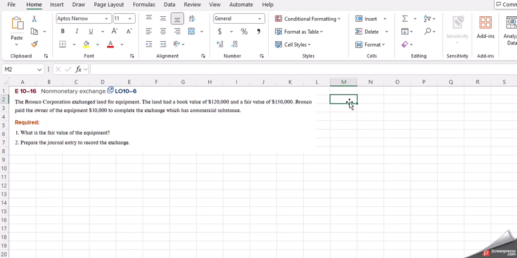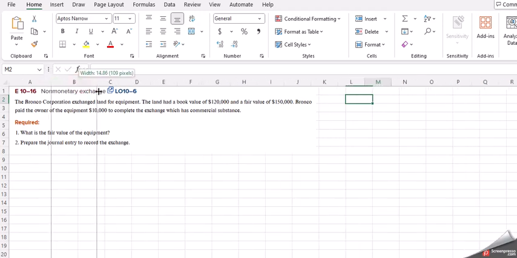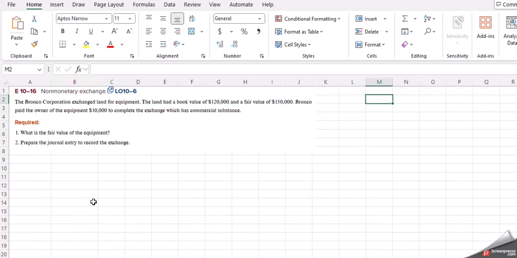So Bronco Corporation exchanged land for equipment. The land had a book value of $120,000. And then a fair value of, I think I'll come down below here, a fair value of $150,000. Bronco paid the owner of the equipment not 100,000, but 10,000 to complete the transaction, which had commercial substance. So what is our fair value of the equipment? So it doesn't tell us what that fair value is, right? We have a fair value of the land, and then we gave cash.